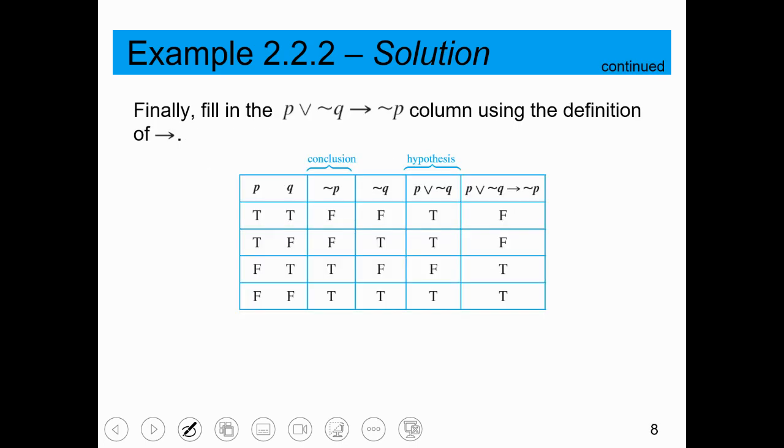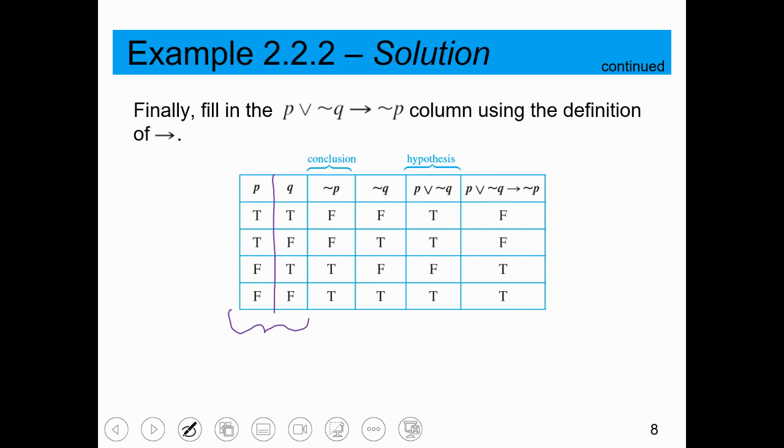So we begin, just as we've done in the past, with our first two columns being all the possible combinations of P and Q. So remember, either P and Q are both true, P is true, Q is false, P is false, Q is true, or they're both false. So those are all the combinations of P and Q that we could have.